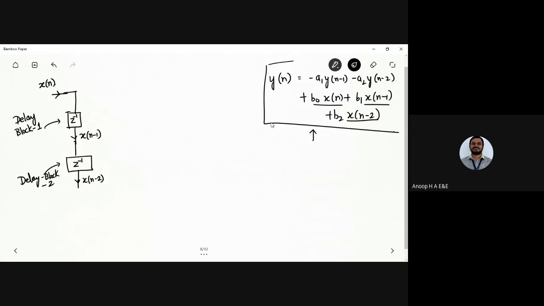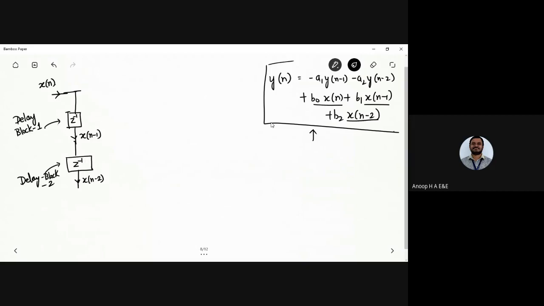So I have got delay block 1, z power minus 1, whose output I have written as x of n minus 1. The next one gives x of n minus 2: it is another delay block where x of n minus 1 passes through and is delayed by 1 unit again.